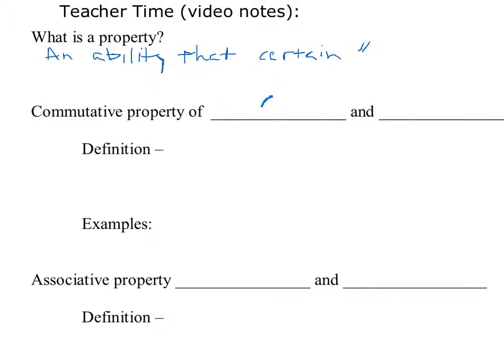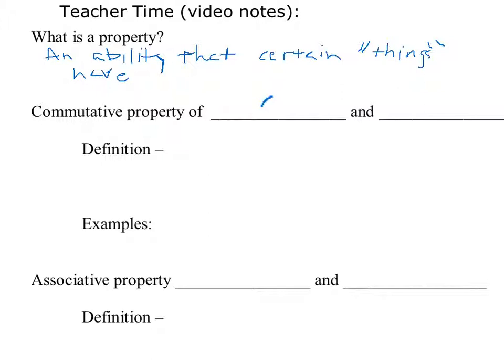I'm just going to put these ambiguous things in here. Because today we're talking about operations that have abilities. So things, we're going to call that operations. Maybe it's other types of math things. But today when we're talking about properties, specifically we're more talking about the abilities that certain operations have. So starting with the commutative property of what and what?